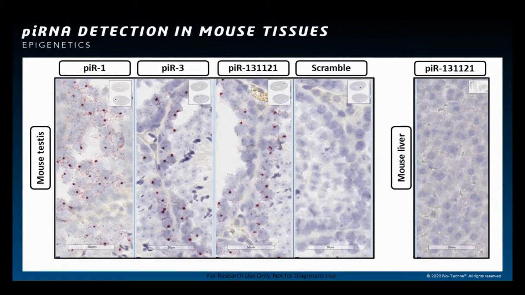Moreover, we looked into other somatic tissues. As I mentioned, these piRNAs are germline specific, so we wanted to determine the specificity of these probes. We're showing here the mouse liver, a somatic tissue, and we have negligible levels of piRNA detection, as expected. Again, showing the specificity and the sensitivity of our miRNAscope assay.